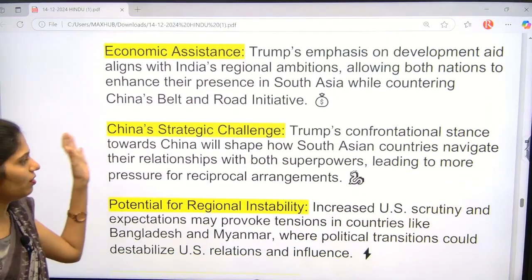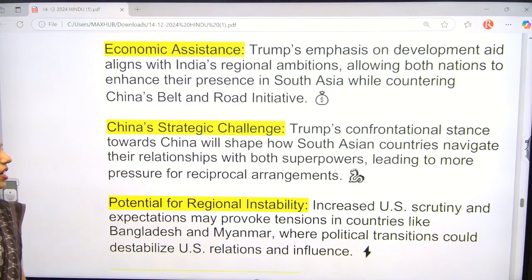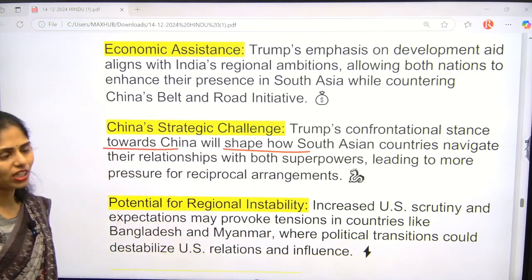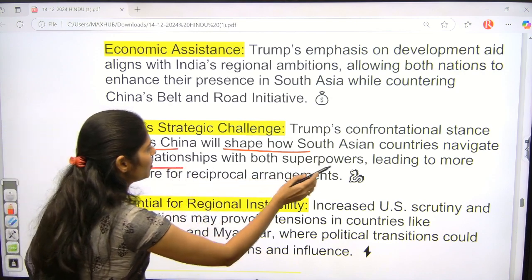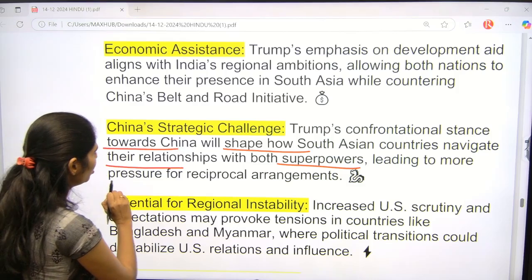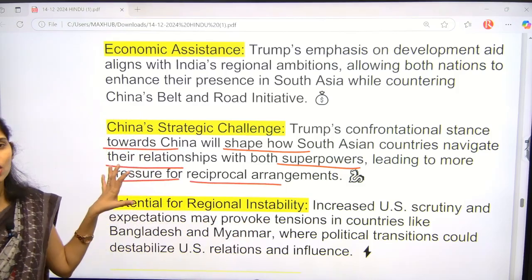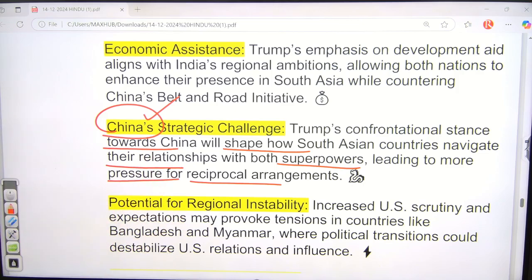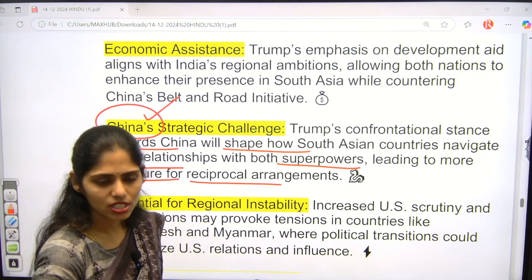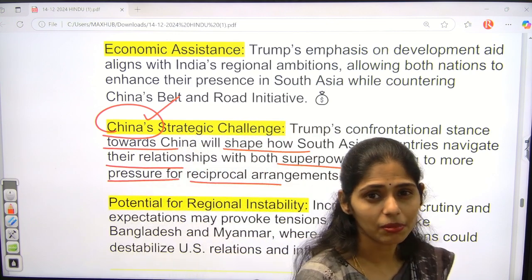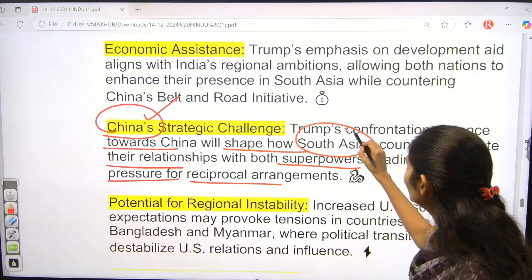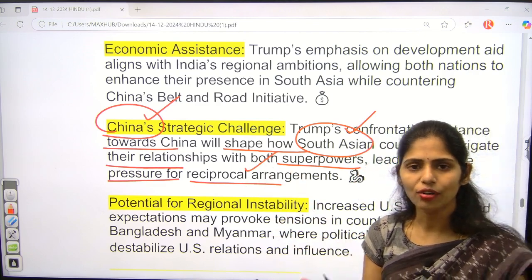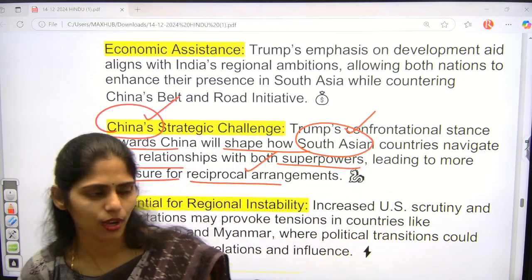And even here we have the common enemy, that is China. So here Trump's confrontational stance toward China will shape how South Asian countries navigate their relationship with both superpowers, leading to more pressure for reciprocal arrangements. So actually this point is saying that yes, China is a common enemy of India and the US, and how Trump's foreign policy regarding China will be, that will be shaping the entire relationship of the US with South Asian nations. So we have to wait and watch how the superpowers will change their foreign policy.